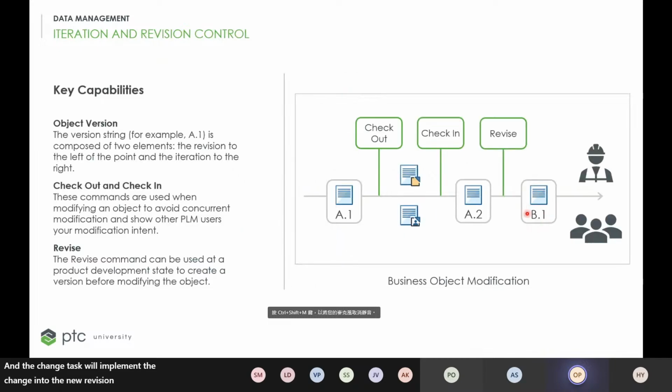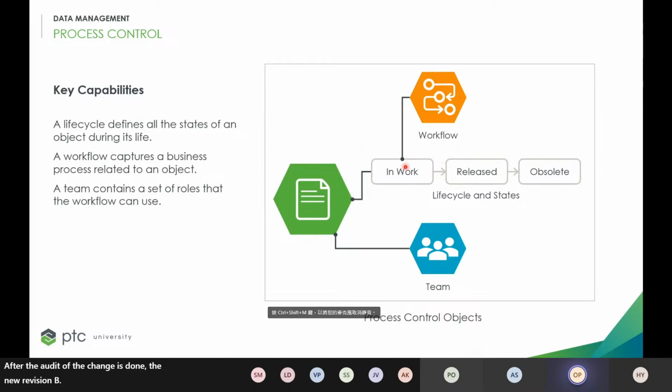For us, for example, the new revision B. After the audit of the change is done, the new revision B can be transiting from in work to released again.